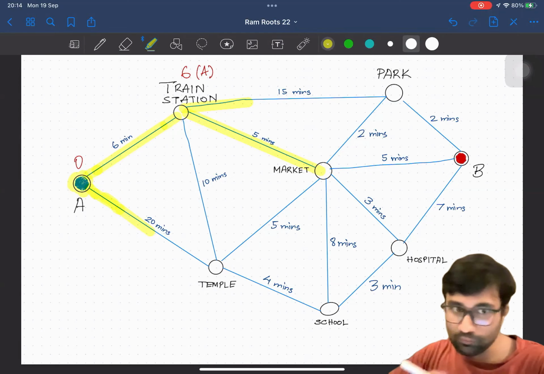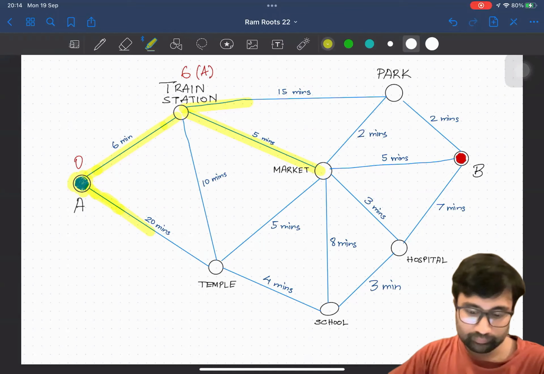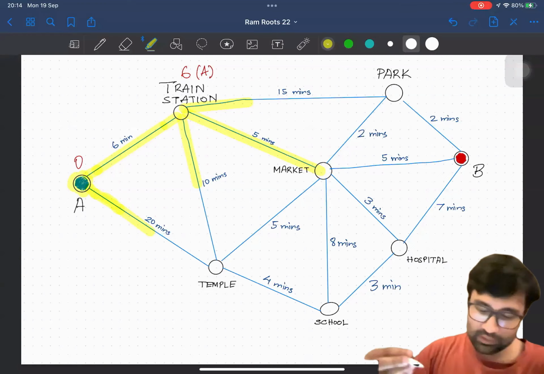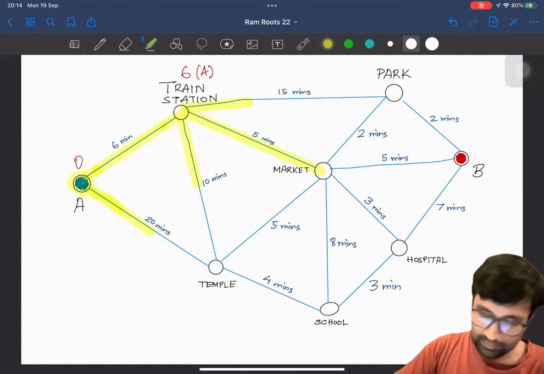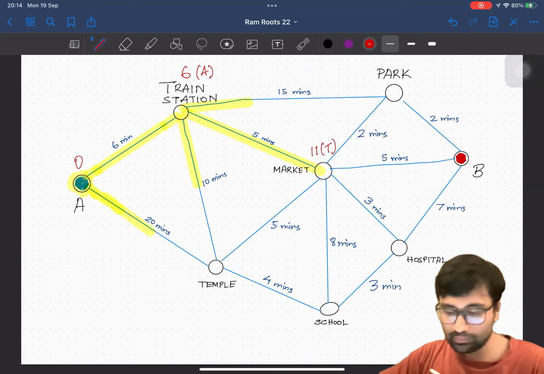Correct. And you've forgotten one more thing. Sir, and the station to temple, half part will be covered from the train station to the temple. Correct. Right. So this is the situation at 11 minutes, right? And the fire has reached the market, and it has reached from train station. Let me just write T. Yes, sir.